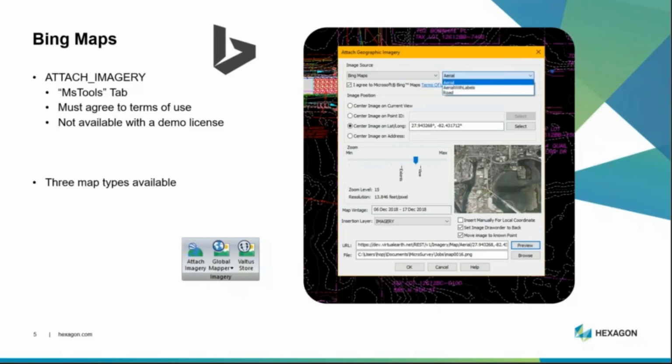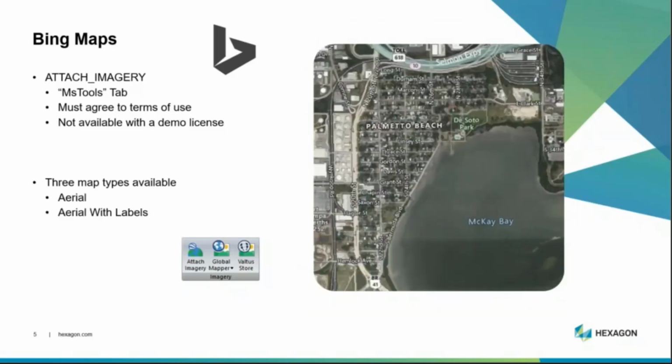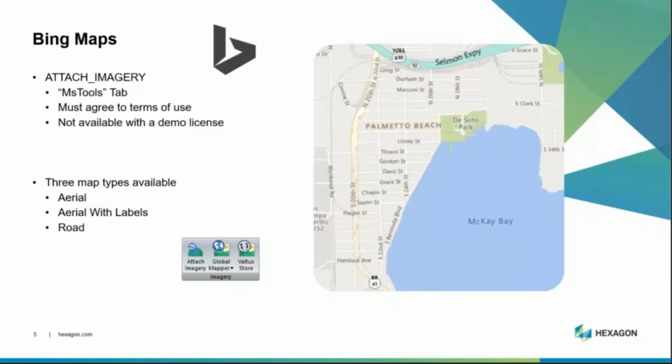We have 3 map types available. Aerial with labels, and road, and you can get those by clicking the little drop down as I have shown there. Aerial is much like this, just without the labels, and by definition, the aerial with labels is what I have shown here. And then you also have access to the Bing road maps as well. I don't personally see this being overly useful, but maybe you want to show directions to a site or something like that. That might be a good way you can use that one.